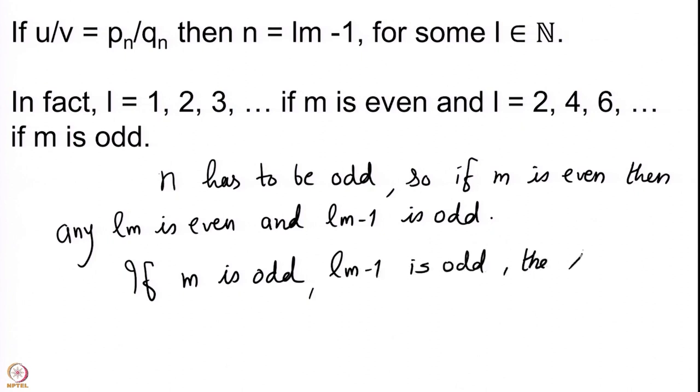The L has to be even, because if you take L to be odd, m to be odd, Lm will be odd into odd, which is odd. And odd minus 1 will be an even integer. So, the only possibilities are these possibilities. So, what we have done is that we have completely written down all possibilities for the n's where u upon v is the nth convergent.